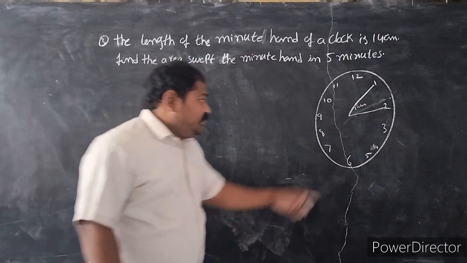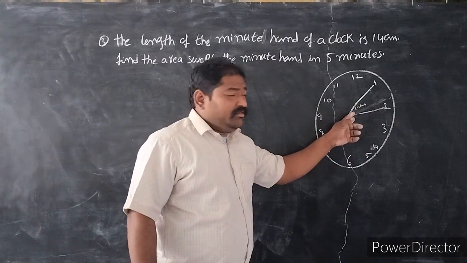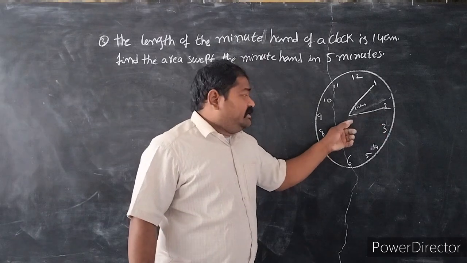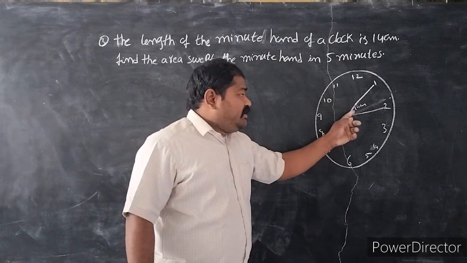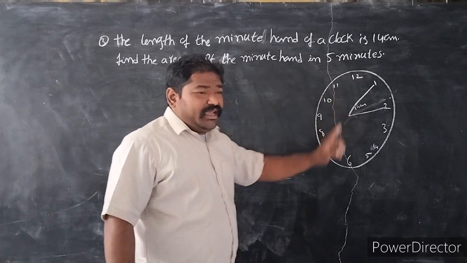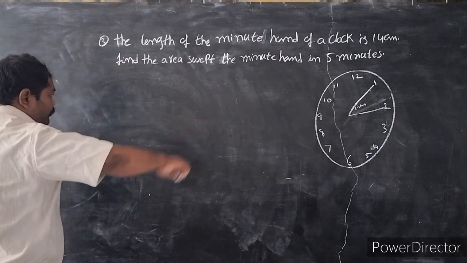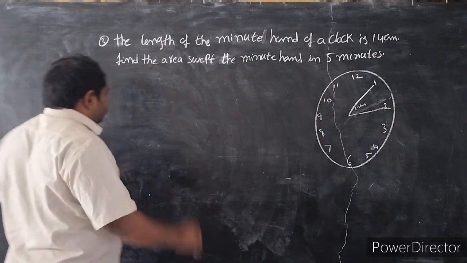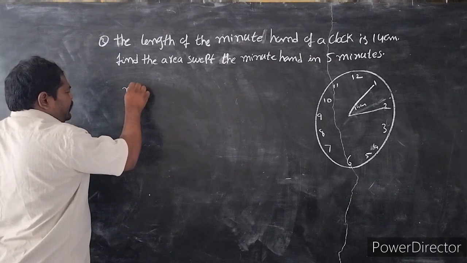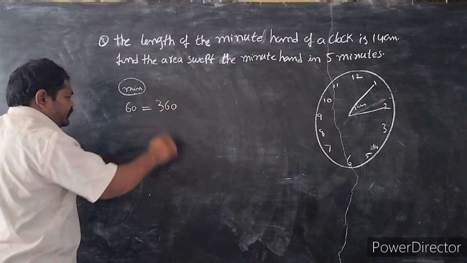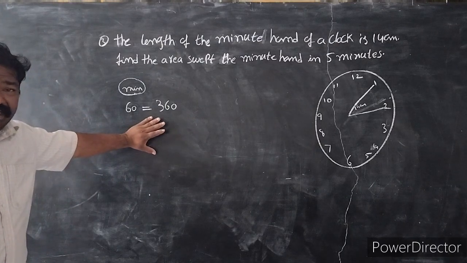We have to calculate the angle at the center. We have to calculate the radius. The radius is already given: 14 centimeters, the length of the minute hand. We have to calculate the angle. How do we calculate the angle between the two lines for a clock? The minute hand, for 60 minutes, will make 360 degrees.